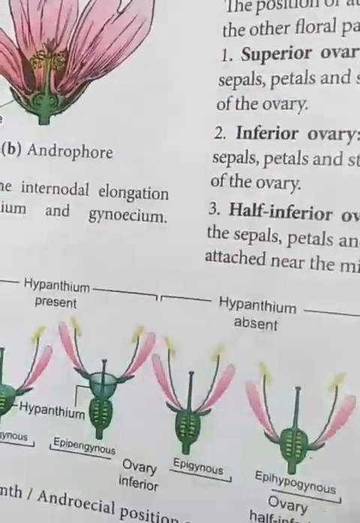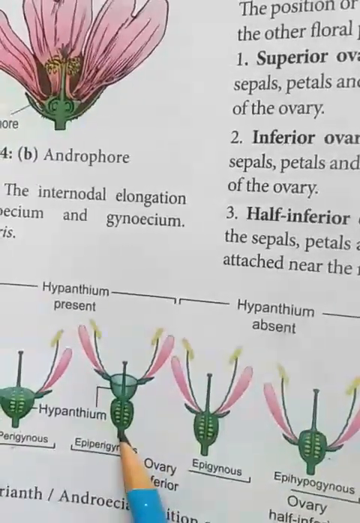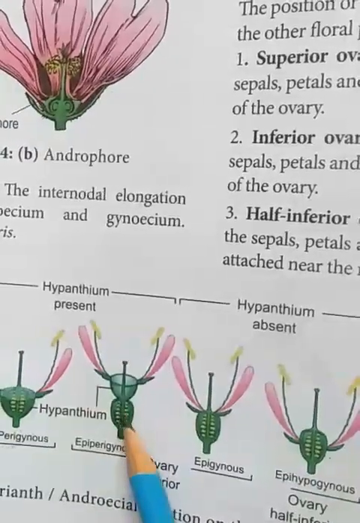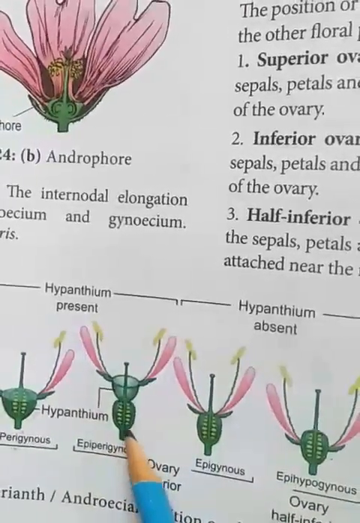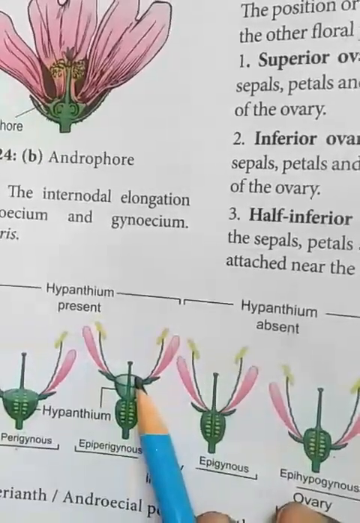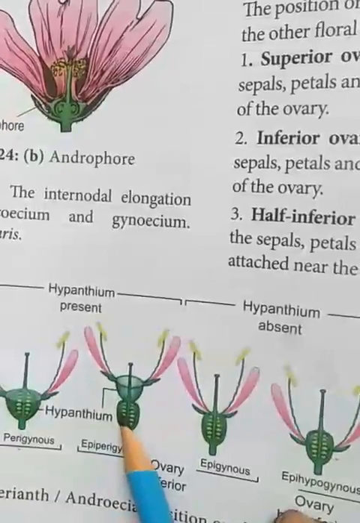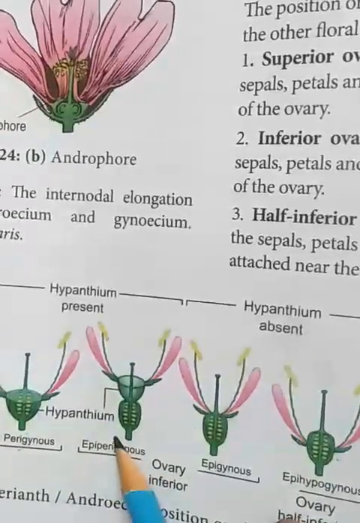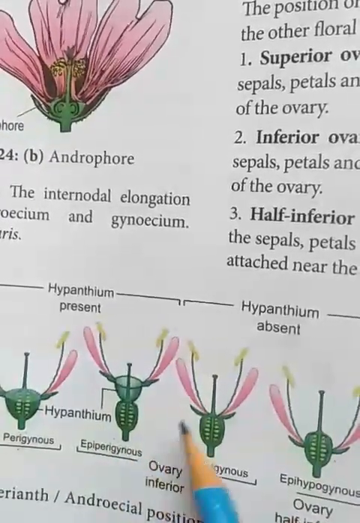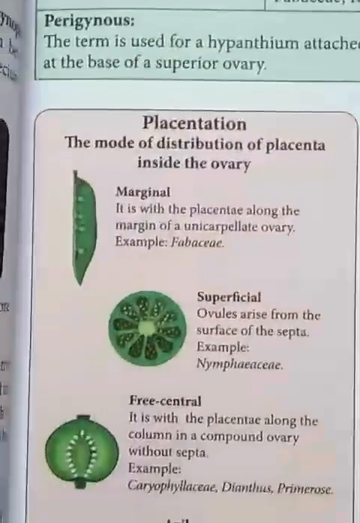Next, epiperigynous. So here the term is used for a hypanthium attached at the apex of the inferior ovary. So here above the inferior ovary, the cup-like structure hypanthium is present, and above that the sepals, petals and the stamens are arising. Then it is called the epiperigynous. Okay. Next we will study the last topic in today's class, that is the placentation.